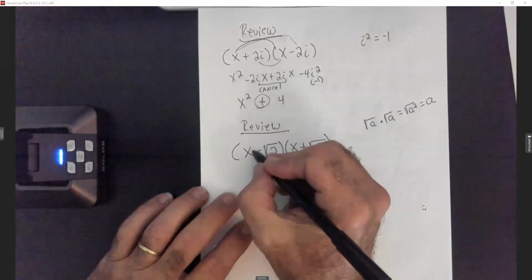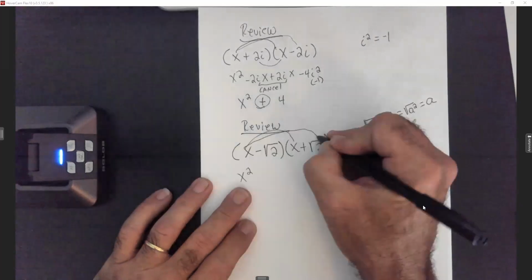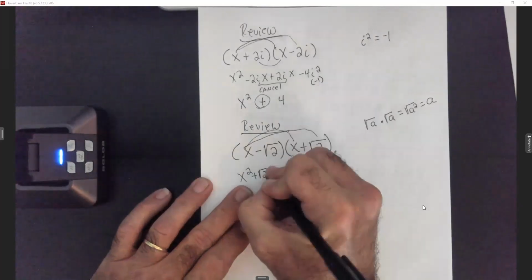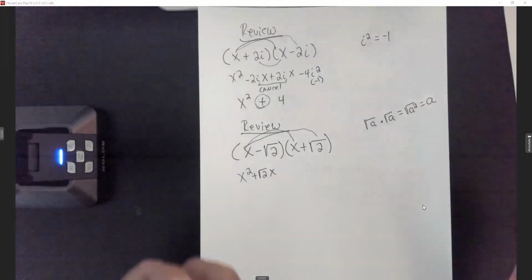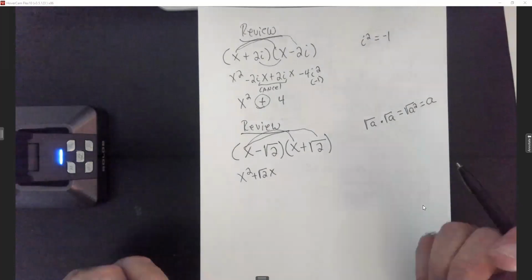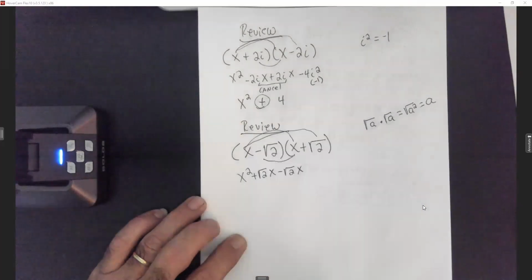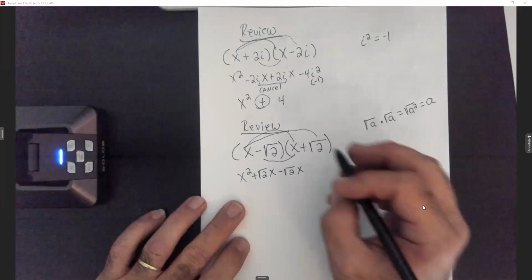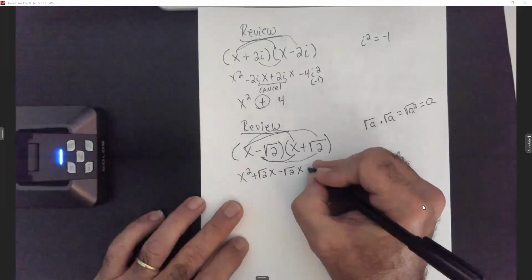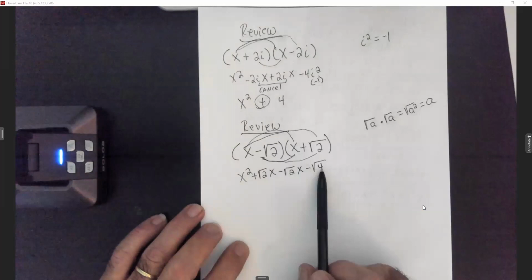So here we go. x times x, x squared. x times the square root of 2 is a positive square root of 2, x. Now remember, the x cannot go under the radical because stuff outside of radicals cannot multiply by stuff inside the radical, okay? Same thing here. Negative square root of 2 times x is just a negative square root of 2 times x. Now, I'll work this out the long way. I'll say negative square root of 2 times a positive square root of 2 is a negative square root of 4. So 2 times 2 under the radical gave me 4.